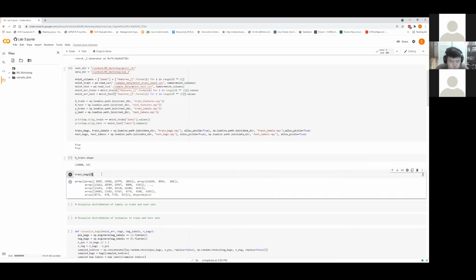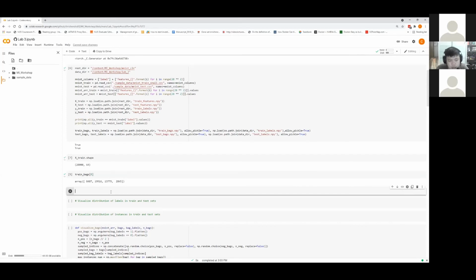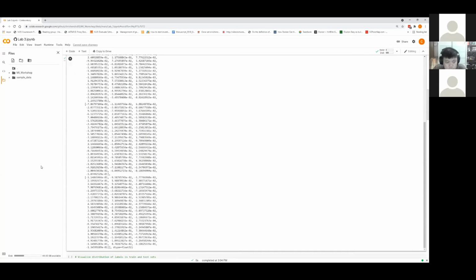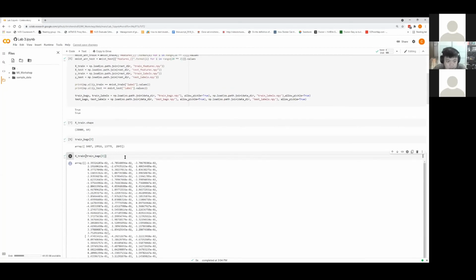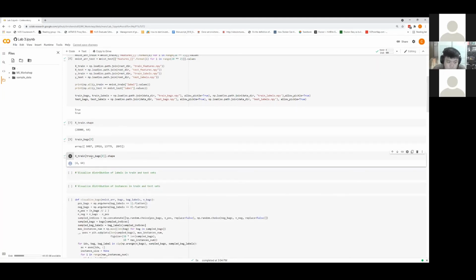If you type trainbags[0], this will give you the indices of the instances in xtrain that belong to bag 0. To access those instances, you type xtrain[trainbags[0]], putting in the index of the bag you want to access. This gives you all the instances that belong to the 0th bag. Type dot shape here, and you see there are 4 instances that belong to the 0th bag, and each has a dimension of 64.